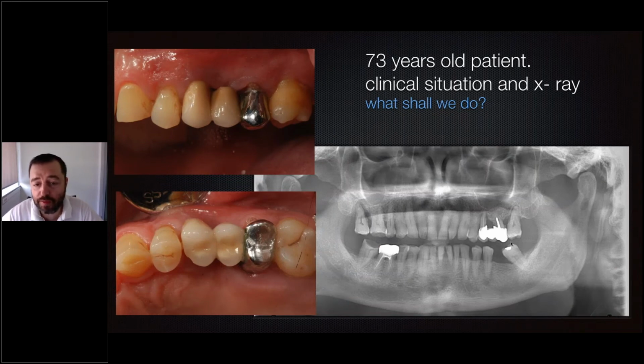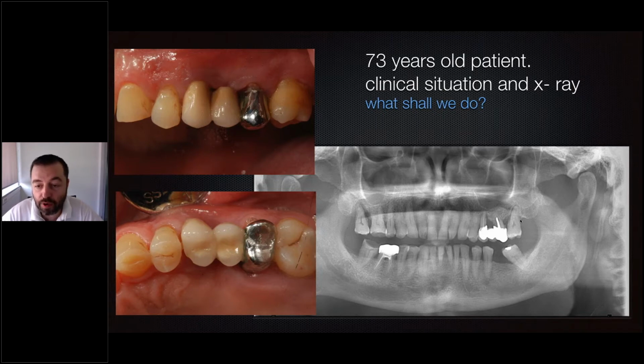Of course, in these types of situations, you need to think carefully. We cannot think of all these full arch rehabilitations, veneers, whatever, to resolve all the problems. We just need to take out the problem that bothers him with the pain around here, and to stabilize periodontally the rest of the teeth.